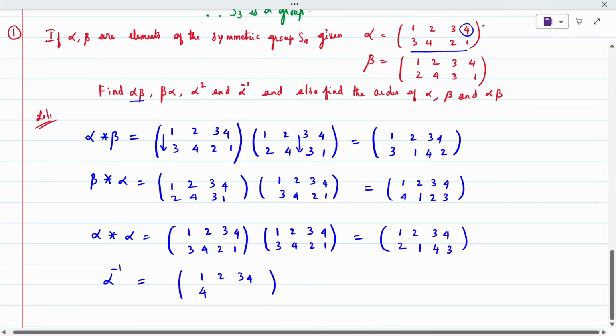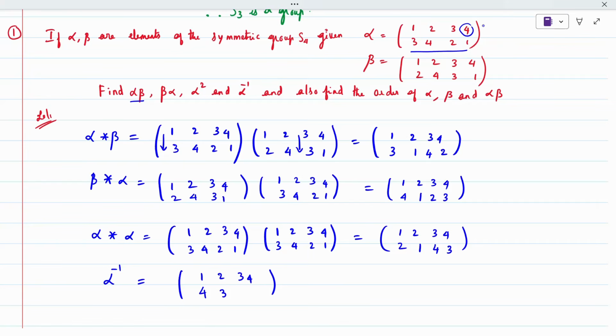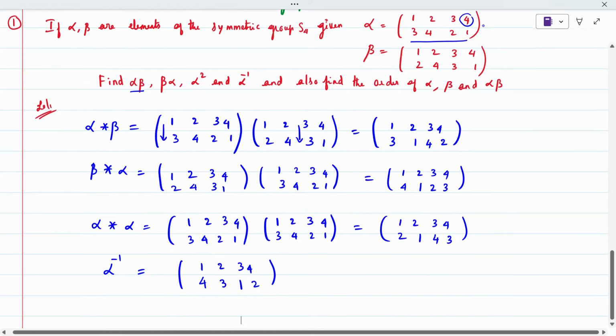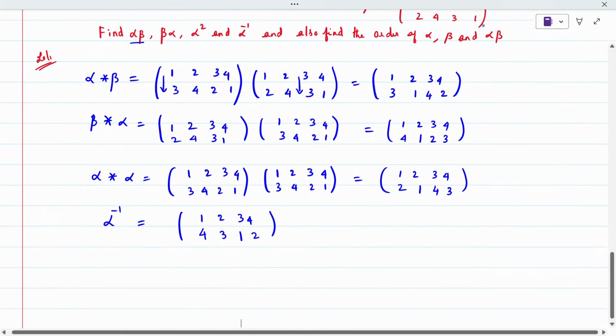Next, 2 I have to check. 2 is mapped to 3. 3 is the answer. Next, 3 you have to check. So 3 when I check it, 3 is mapped to 1. Okay. So now 4. 4 is mapped to 2. So this is the alpha inverse.